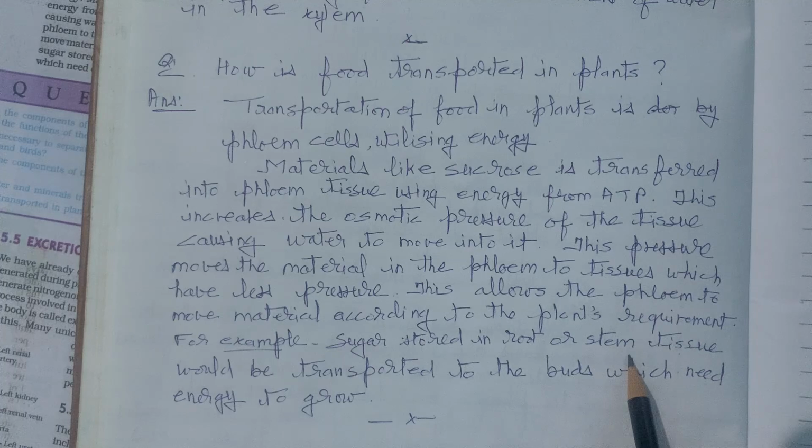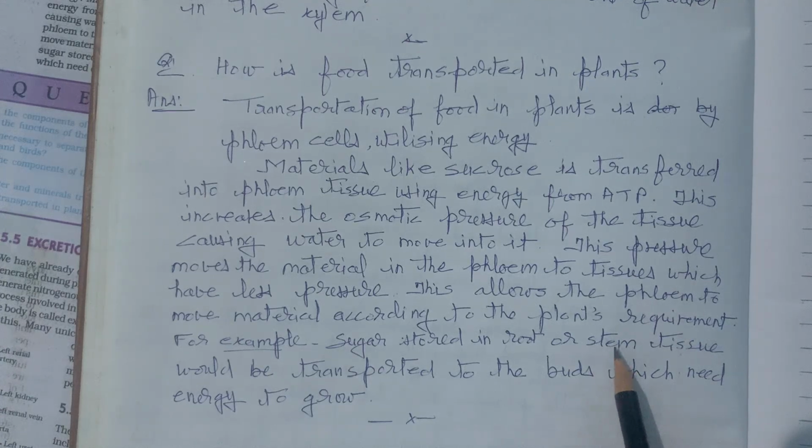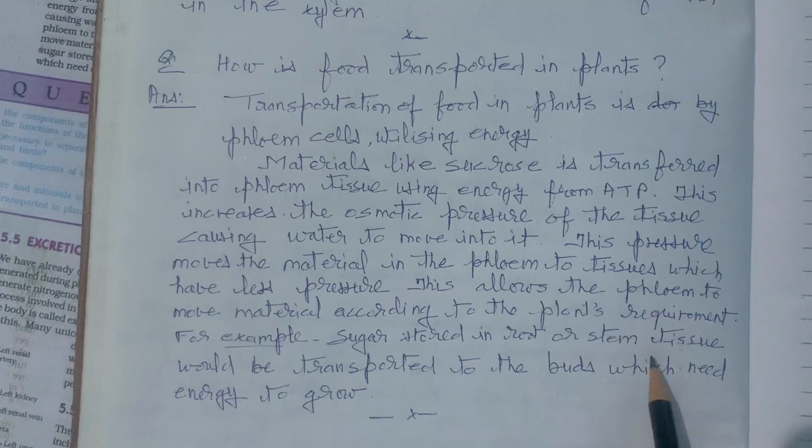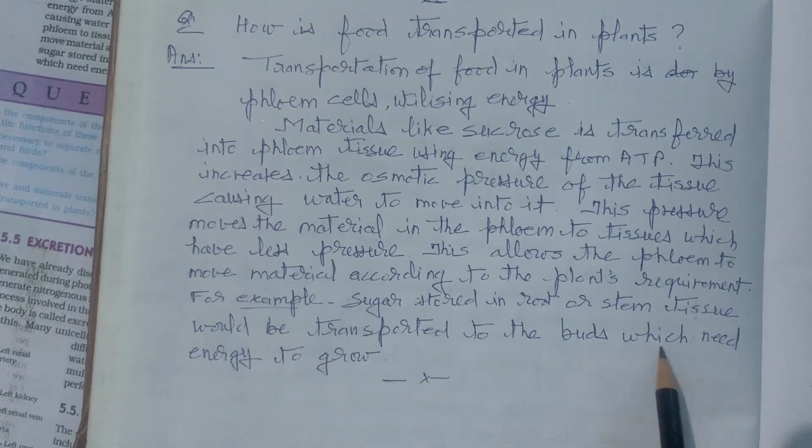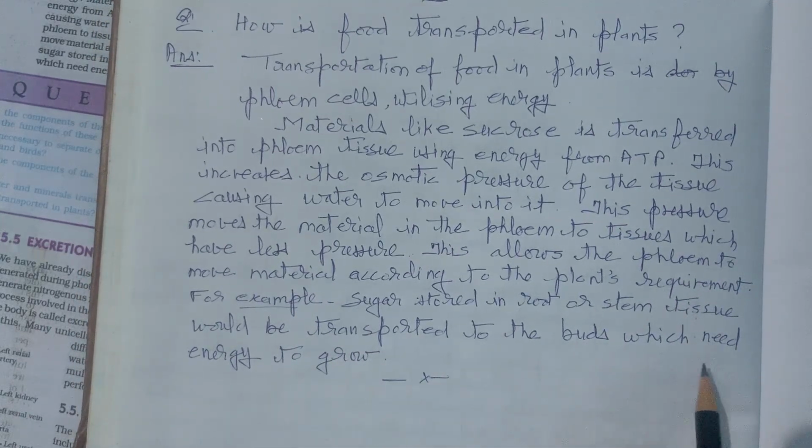जैसे आप पोटैटो खाते हैं, स्वीट पोटैटो इज द फूड इज स्टोर्ड इन द रूट्स, और जो पोटैटो आप खाते हैं वो स्टेम पार्ट होता है, मॉडिफाइड स्टेम अंडरग्राउंड होता है जिसमें कि स्टार्च के फॉर्म में फूड स्टोर होता है. That would be transported to the buds which need energy to grow.